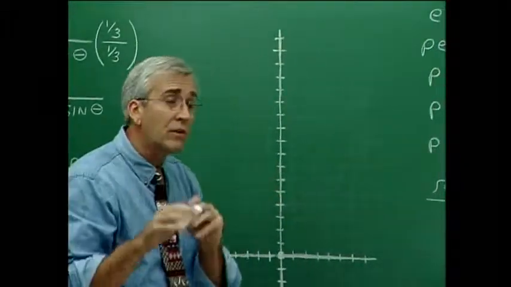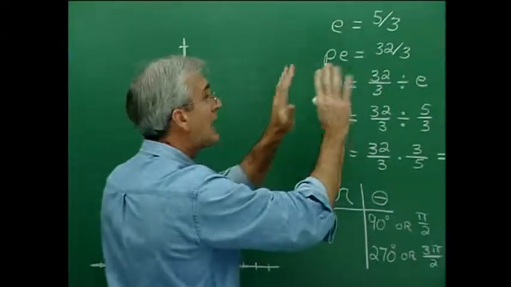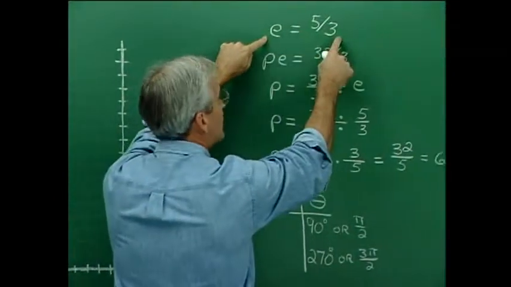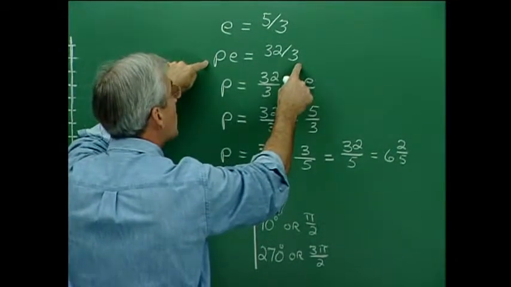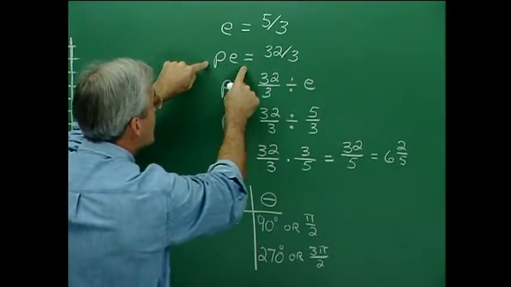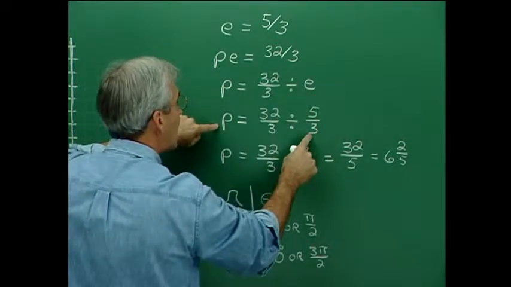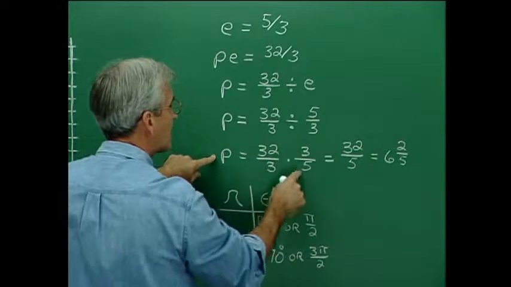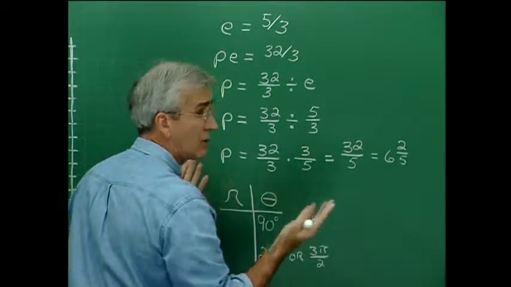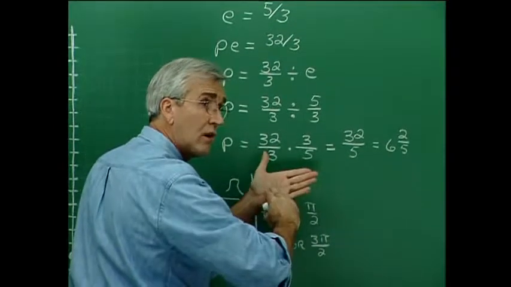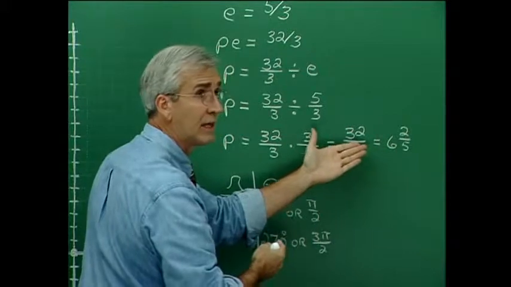Okay, so we go through and analyze in a number of different ways. We can identify the value of p by doing this. We found e to be 5/3. The numerator of the fraction is pe, so pe is 32 over 3. Dividing on both sides by e, we find p to be 32 over 3 divided by e. e is 5/3, so 32 over 3 times 3/5 gives us a p value of 6 2/5. This doesn't tell us a great deal about the structure of the hyperbola itself, but it does allow us to identify the position of the directrix.